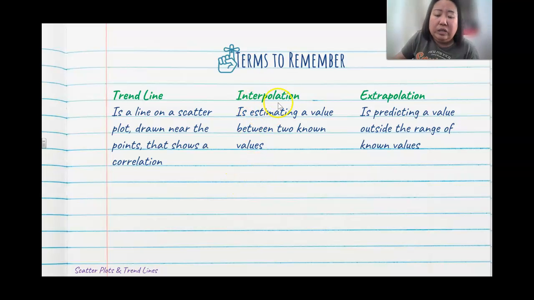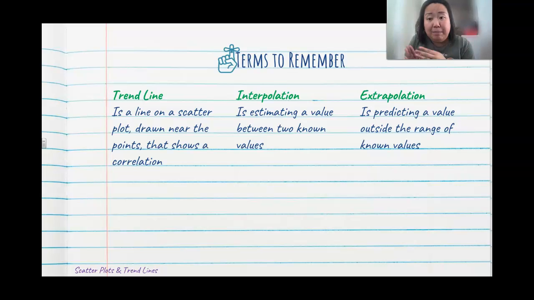We have what we call interpolation, and we also have what we call extrapolation. Interpolation is simply predicting a value in between two known values. Okay, so it's a prediction within your data set. So say for example, if one of your data is 10 and then the other one is 5, if you are going to make a prediction around the value of 7 or the value of 6, that is what you call interpolation. Okay, extrapolation, on the other hand, you are predicting an outside value.